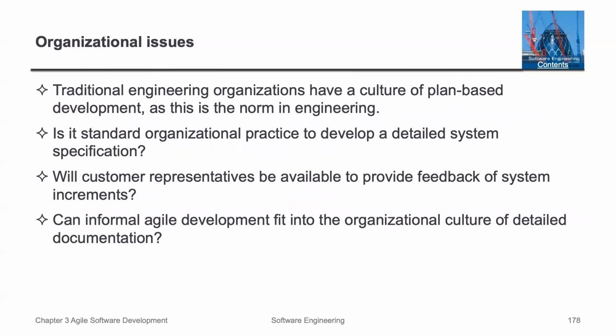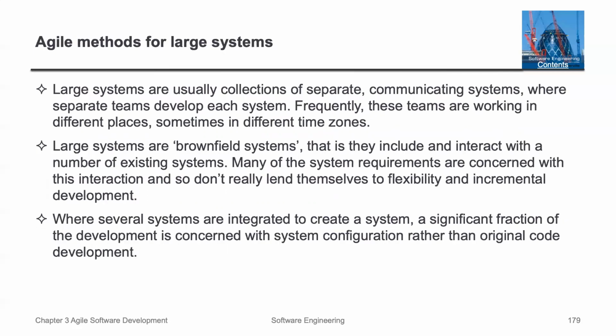Organizational issues: traditional engineering organizations have a culture of plan-based development as the norm in engineering. Is the standard organizational practice to develop a detailed system specification? Will customer representatives be available to provide feedback on system increments? Can informal agile development fit into an organizational culture of detailed documentation? So these are the kind of questions that you would have to be thinking about if you wanted to consider embracing agile development.